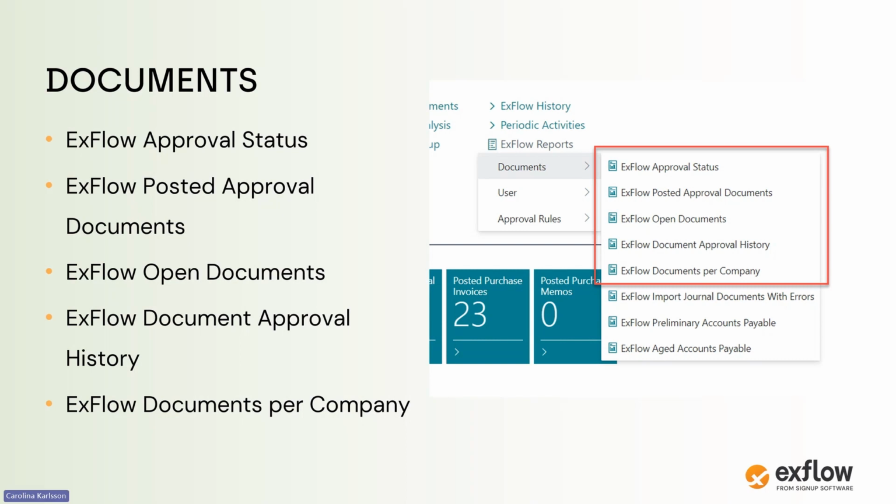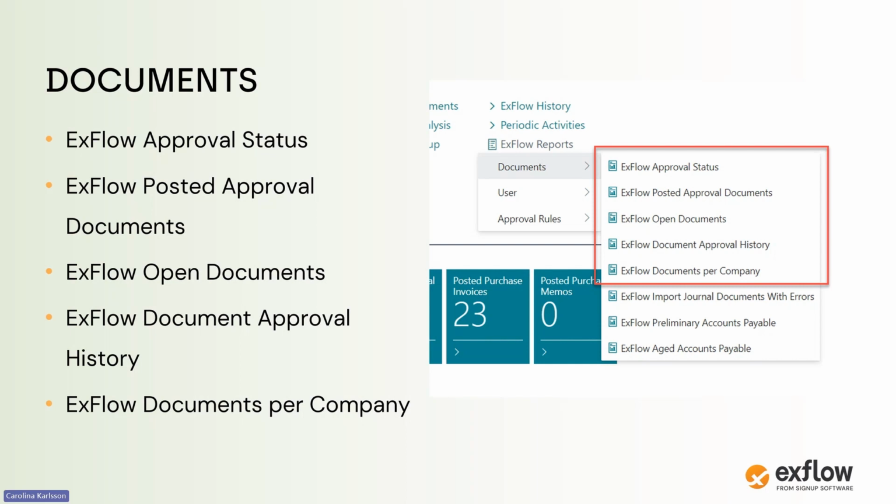So let's start with the reports under the category documents. We will not talk about all of them, just the marked ones here. And as I said, you can search for these as well. You don't have to go through actions and then click on them. So let's start with ExFlow approval status. And this report shows all the documents awaiting approval and not yet posted.